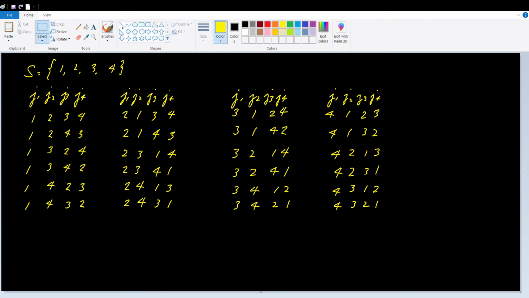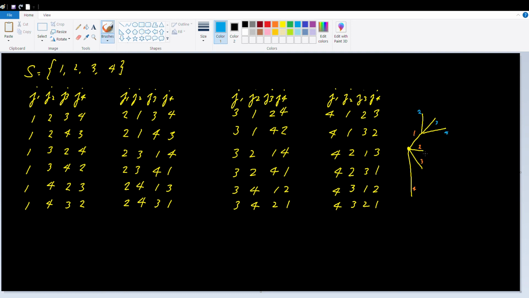Now, to find also the number of permutations, we can use the tree diagram. So let us consider the same set S containing the numbers 1, 2, 3, and 4. For the first position, we have 4 choices. And what are these choices? 1, 2, 3, and 4. If the first choice is the number 1, then that leaves us 3 choices for the second position. And what are these numbers? 2, 3, and 4.